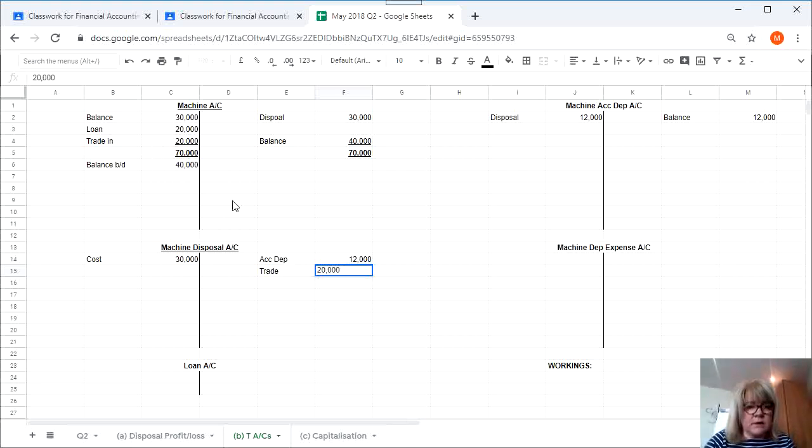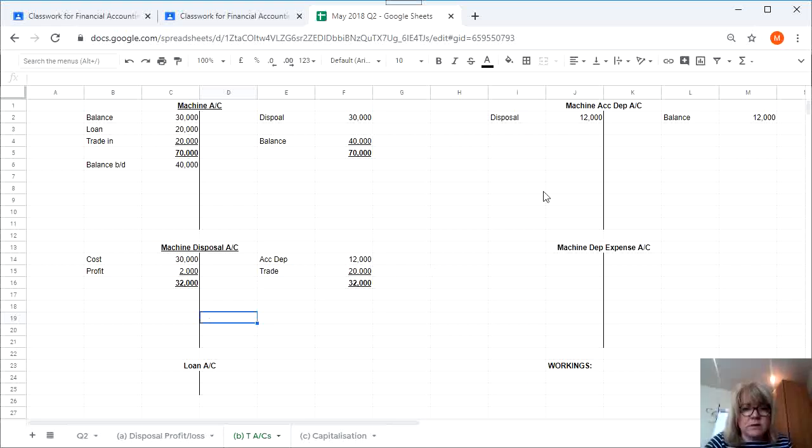We have the debit done here, and here's the credit, and therefore we can see that a cost of 30 depreciated by 12 and a trade-in of 20 means that there's 2,000 there, and we've already calculated that as our profit. And that closes out then the disposal account, and there's no more to be done there. Again, the disposal, obviously there won't be any balance brought down on that, you're closing it out. So that's the disposal account.